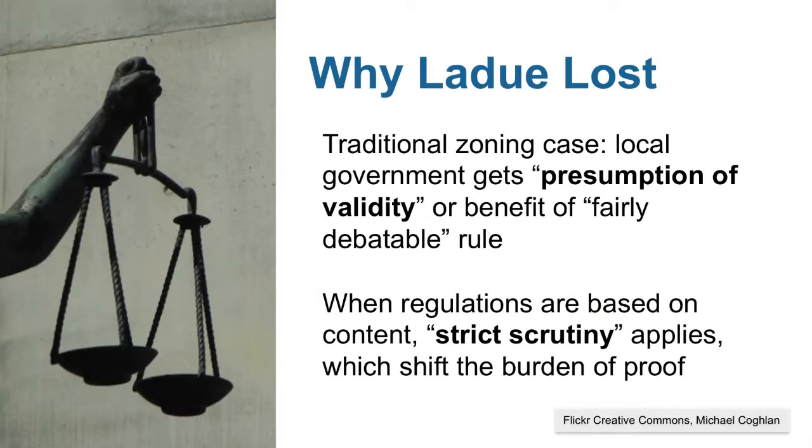In a normal zoning case, if your local zoning ordinance says that bowling alleys are only allowed in a suburban commercial district, and someone wants to put a bowling alley downtown, and they sue your local government and say, this is totally arbitrary, maybe it's unconstitutional that you do not allow bowling alleys downtown, and you force us out to the suburbs. When your attorney goes to court on that case, the local government enjoys what's called a presumption of validity.